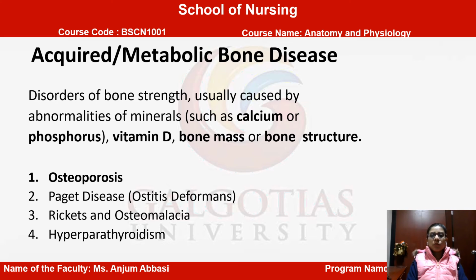The fifth one is acquired or metabolic bone disease. It is a disorder of bone strength usually caused by abnormalities of minerals such as calcium, phosphorus and vitamin D, bone mass or bone structure. Because of abnormality of minerals or indigestion of minerals, it is known as metabolic bone disease, in which we will be learning the next four types of disease. First one is osteoporosis. Second one is Paget disease, also known as osteitis deformans. Third one is rickets and osteomalacia. And fourth one is hyperparathyroidism.